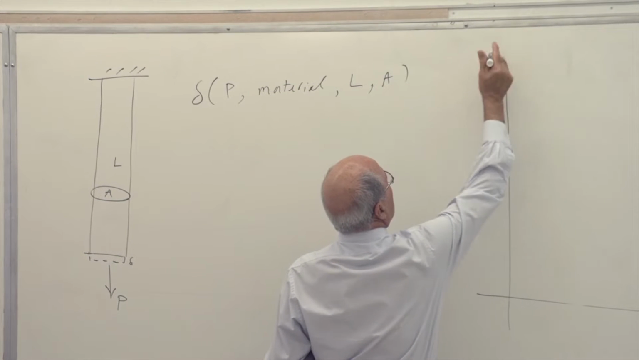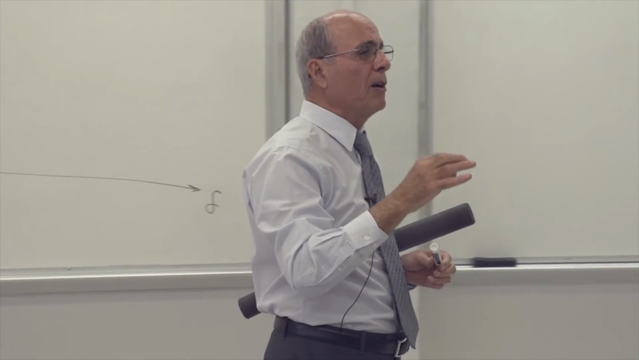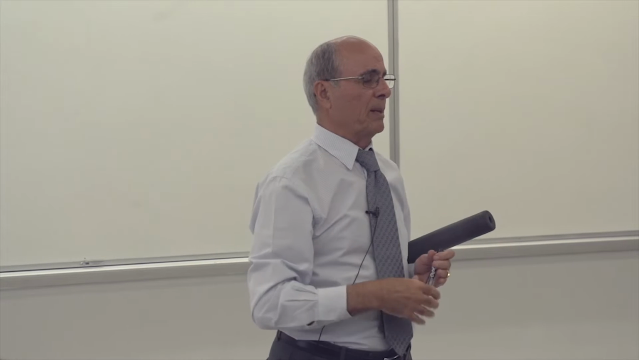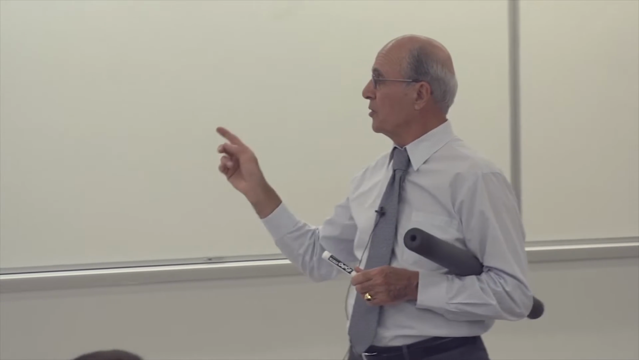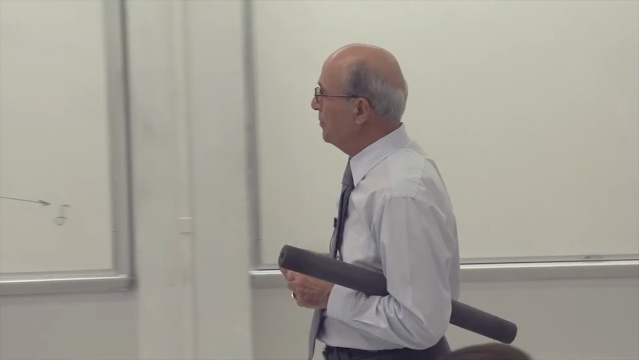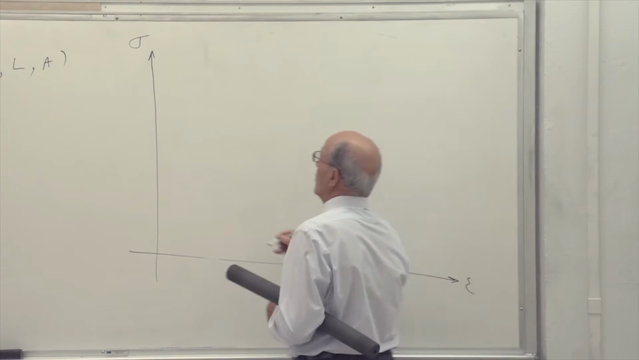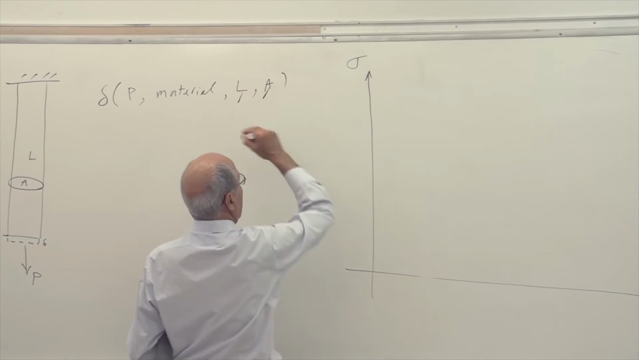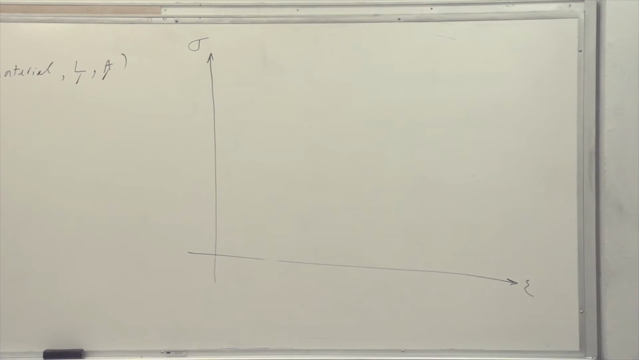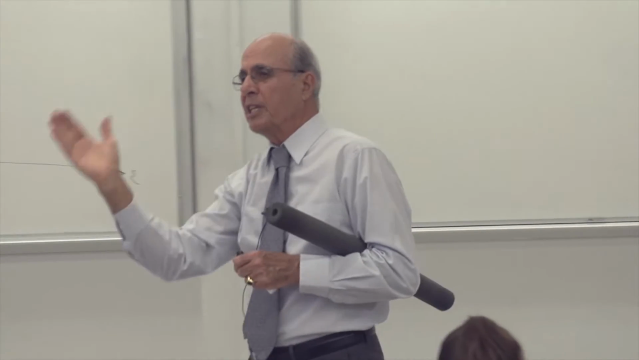instead of P, I'm going to use sigma. P is the total load. Sigma is the amount of load per unit of area, so I don't have to worry about A. And instead of delta, I should use epsilon. Epsilon is the amount of deformation per unit of length. Notice, in effect, I have eliminated those for my graph for the time being. So my graph will only depend on the type of material. If you have aluminum, steel, or wood, you will get a different graph.